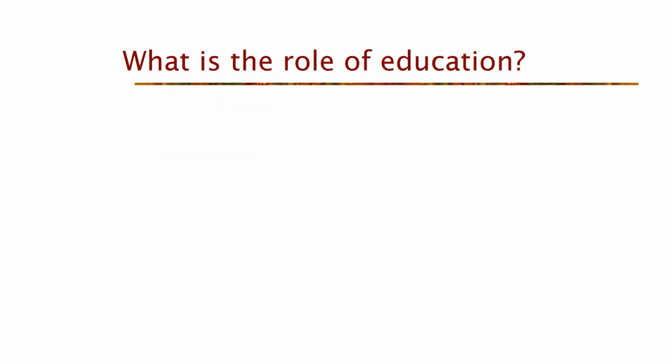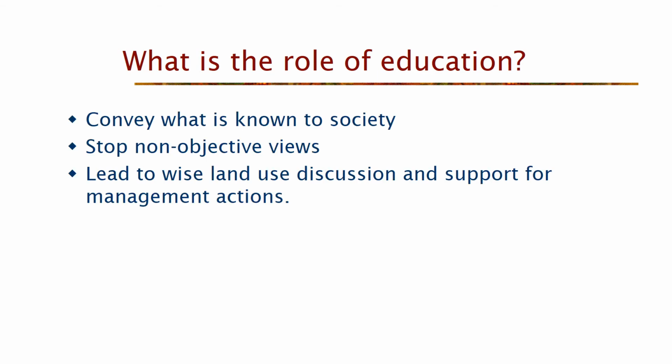So this is a college class, so we are going to talk a little bit about education and what difference it makes. I guess in this class I really hope that education would convey to society what rangelands are, what is known about these lands. It would stop views that are not objective. For example, a lot of people think that rangelands are in worse condition than they've ever been. Well, that's not true. Nearly by any measure, rangelands are in the best condition they've been since we've been keeping records. So I think those are the kind of non-objective views that only by reading, talking, taking classes like this will you try to put some objectivity into your views.